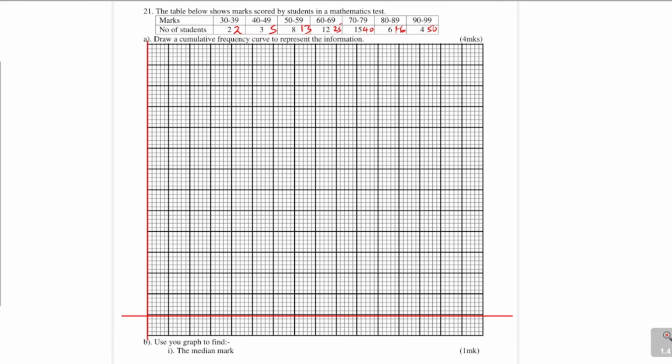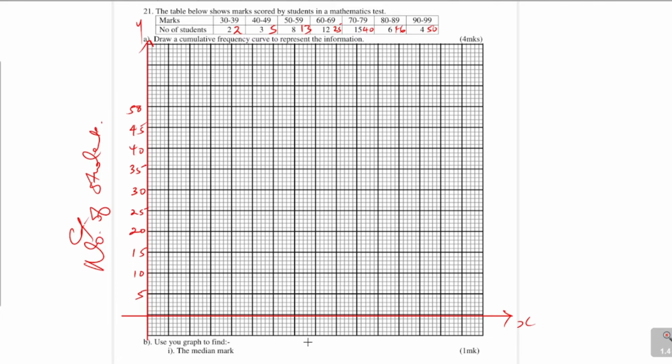So I've drawn the X and the Y axis. The scale that I'm going to use for the Y axis, for the cumulative frequency, is 1 centimeter to represent 5. This is 15, 20, 25, 30, 35, 40, 45, 50. The last one is 50, so it's okay. So this is the cumulative frequency representing the number of students.